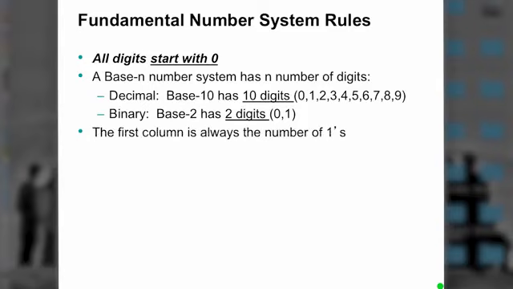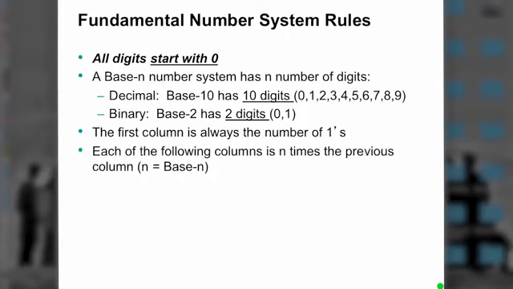So the first column in our number system is always the column of ones. Whatever base we're working in, the next column is that times the previous column. Let's take a look. In base 10, the first column is the column of ones, our rightmost column. The next column would be 10 times 1, or 10. The next column would be 10 times that, 10 times 10, or 100. The next column, 10 times 100, 1,000, and so on.